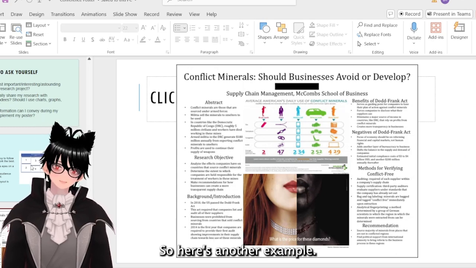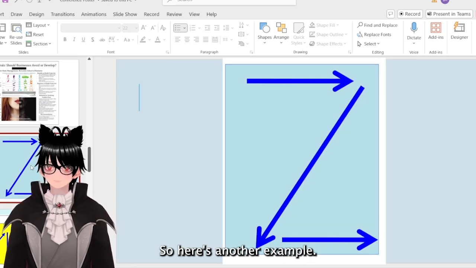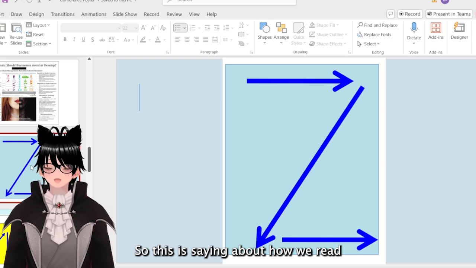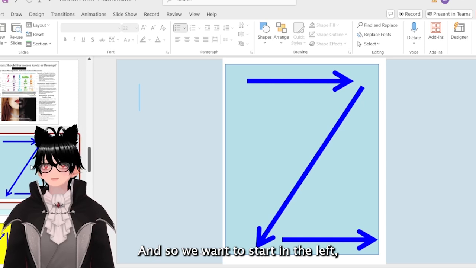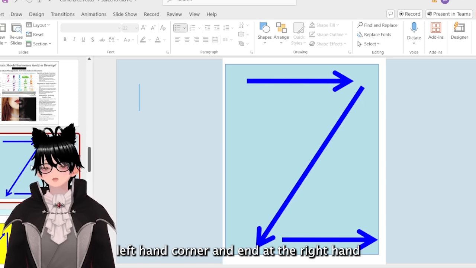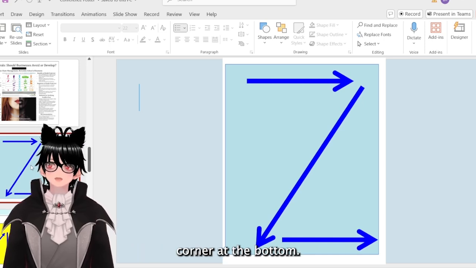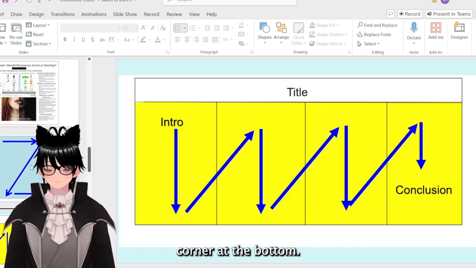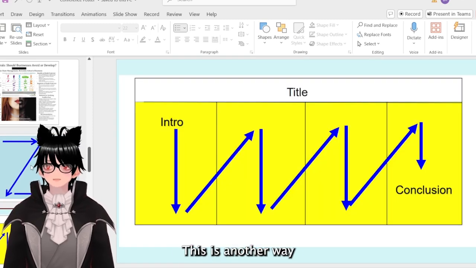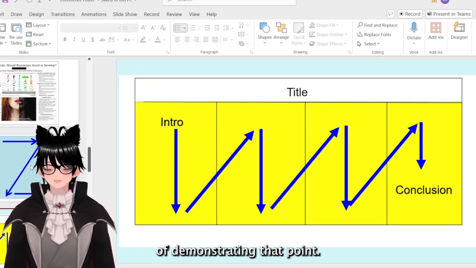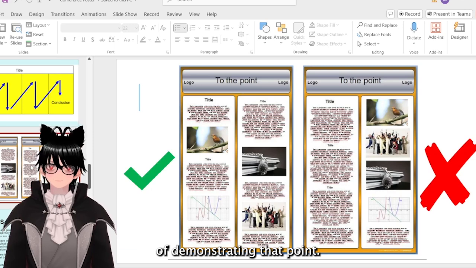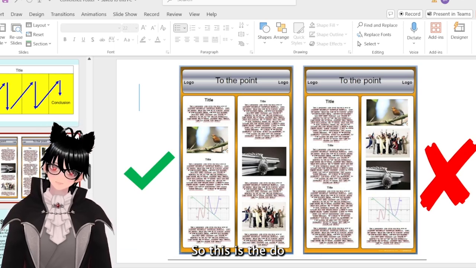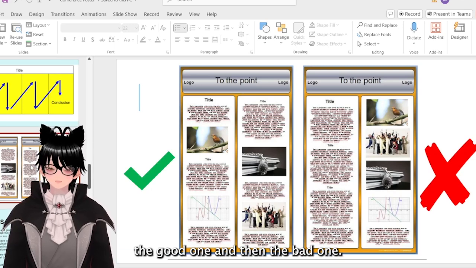So here's another example. So this is saying how we read left to right. And so we want to start in the left-hand corner and end at the right-hand corner at the bottom. This is another way of demonstrating that point. So this is the good one and then the bad one.